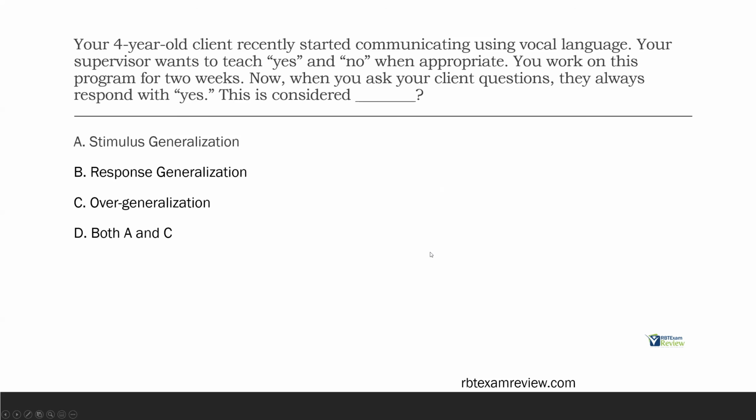Again, a good reminder of why we want to read all of our answer choices. And we want to know why the wrong answers are wrong. B is clearly wrong. Response generalization has to do with a single stimulus and multiple responses. We only have one response, right? So it's not going to be B. Again, our answer is D, both A and C.